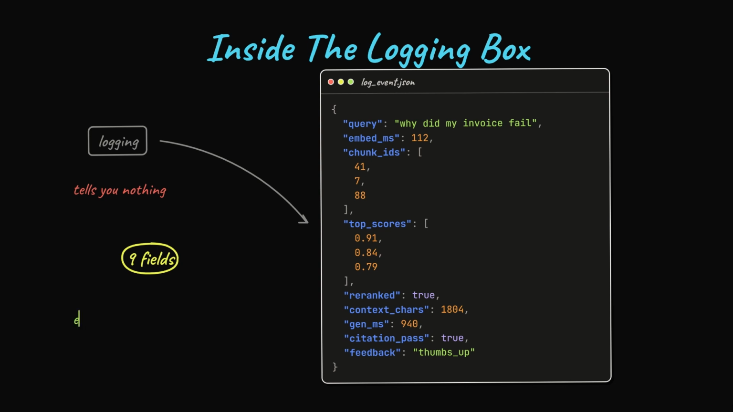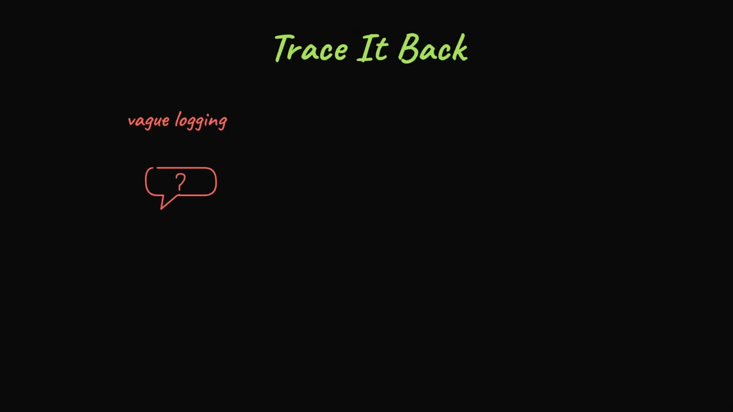That's 9 fields, and every single one matters the day a user says the answer was wrong and you need to figure out why. Vague logging means you're guessing after the fact. Specific logging means you can actually trace the failure back to its source.